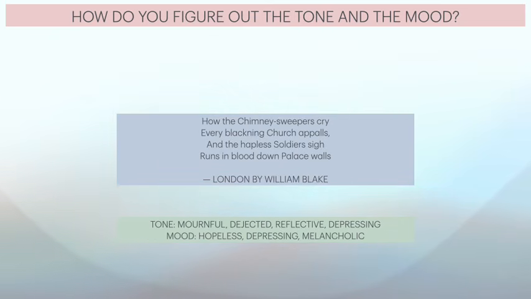And therefore the mood, which remember is going to align with it but be slightly different. How do I feel as the reader? What is the atmosphere? Well, the atmosphere that is created is incredibly hopeless. It is depressing. It is melancholic. Melancholic is like a fancier word for sad. So do you see how the hopelessness of the mood is created by the diction and also the mournfulness of the tone?